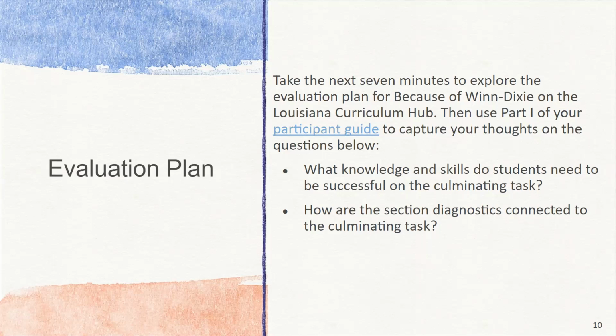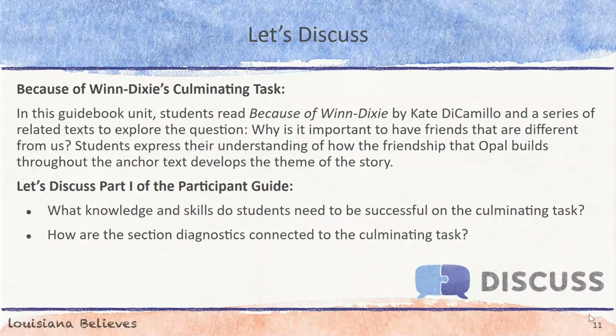All right, let's go ahead and look at some of the work that we have done. Kenna, you can go ahead and progress to the next slide. So let's review the culminating task for Because of Winn-Dixie. In this guidebook unit, students read Because of Winn-Dixie by Kate DiCamillo and a series of related texts to explore the question, why is it important to have friends that are different from us? Students express their understanding of how the friendship that Opal builds throughout the anchor text develops the theme of the story.